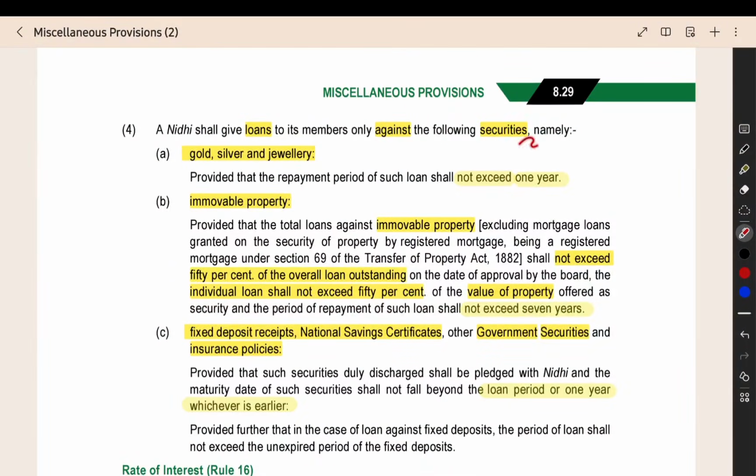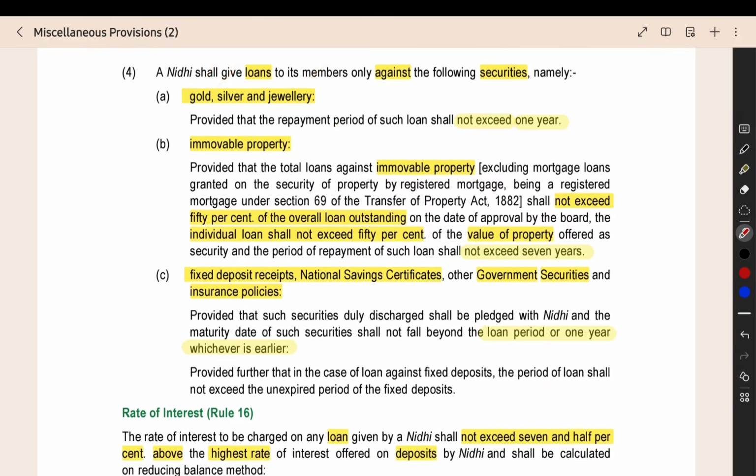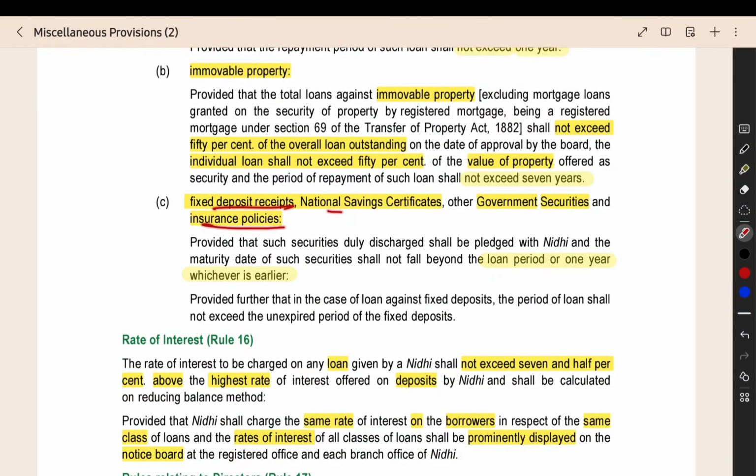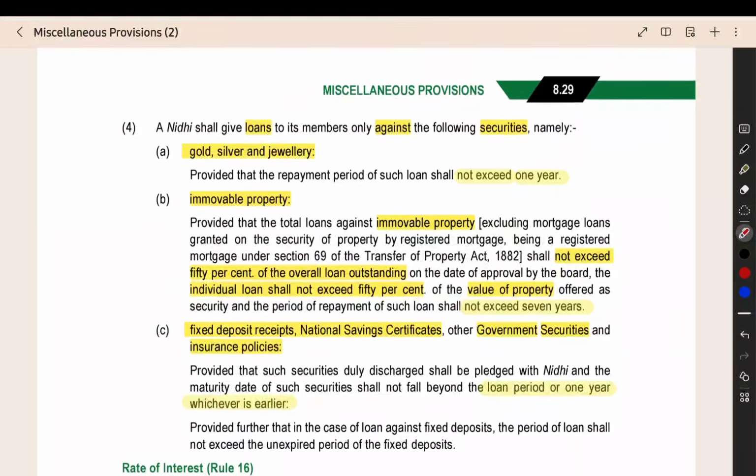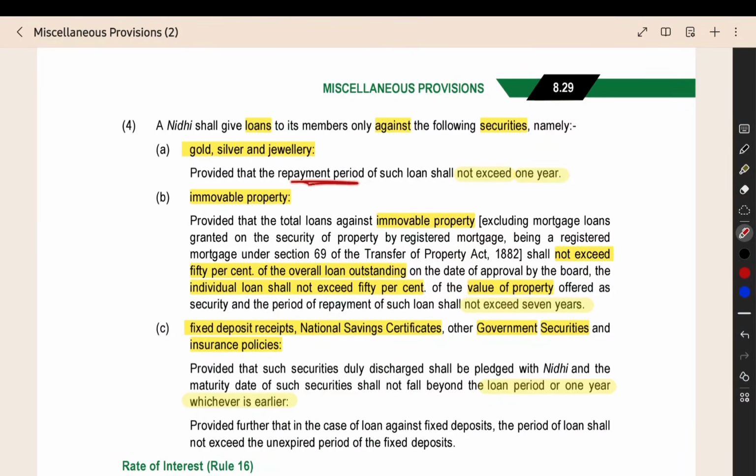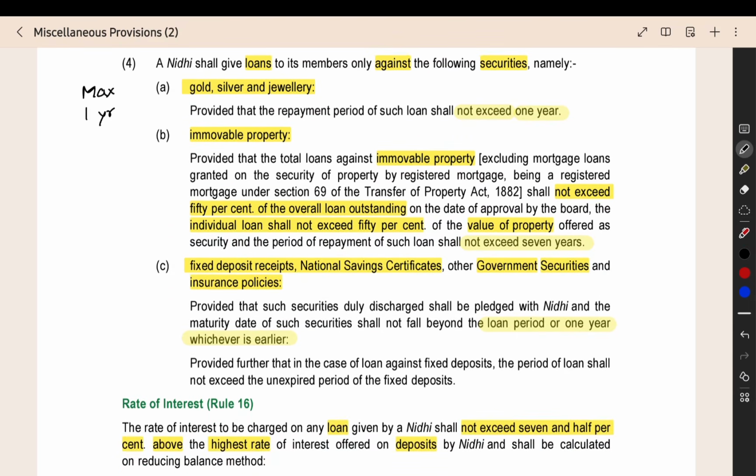Then they can give a loan against security also. Like mortgage loan means against the property, land and building, they are giving the loan. So here, loan they can give against gold, silver, jewelry, immovable property, and insurance policy, fixed deposit receipt, national savings certificate, government securities. This also they can take as security and give some loan. So when you take gold, silver, jewelry, the repayment period shall not exceed 1 year. Maximum loan period will be 1 year only. If it is an immovable property, not exceeding 7 years. I told you that 7 years they can give a loan for immovable property earlier also.